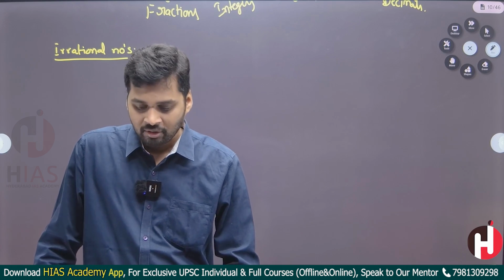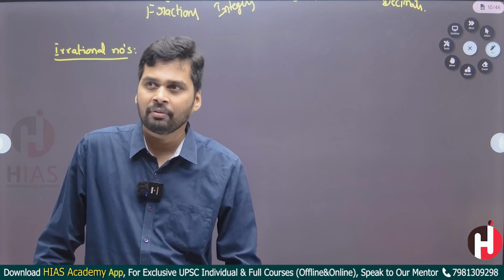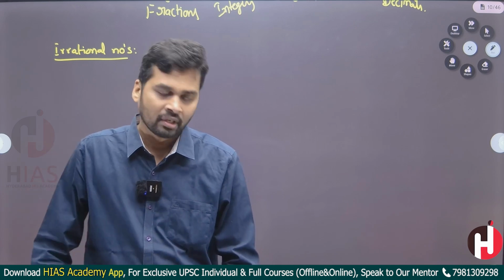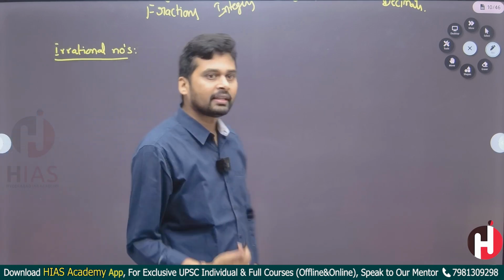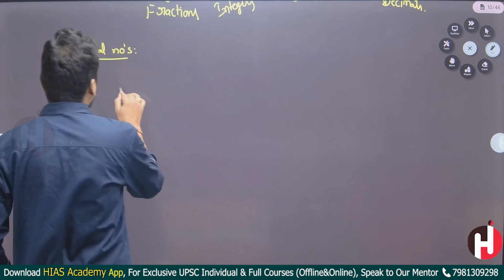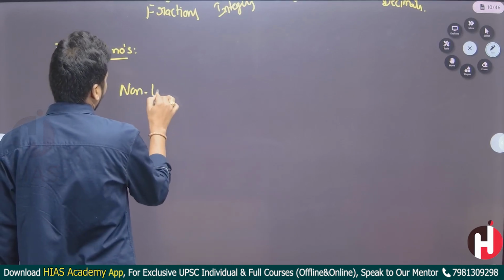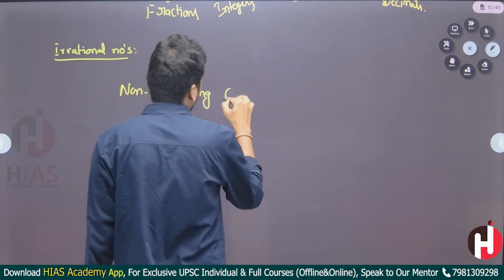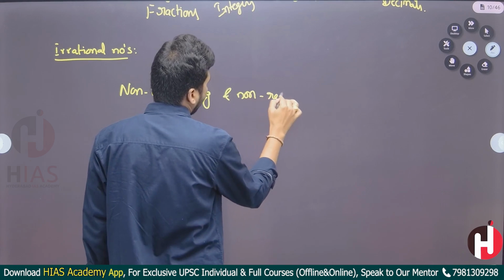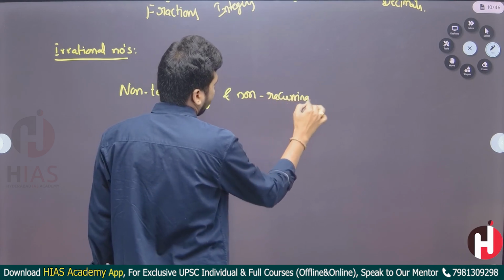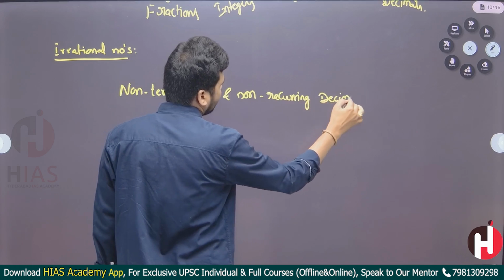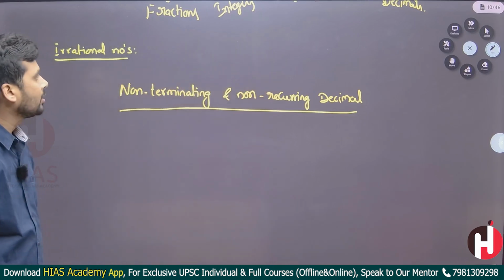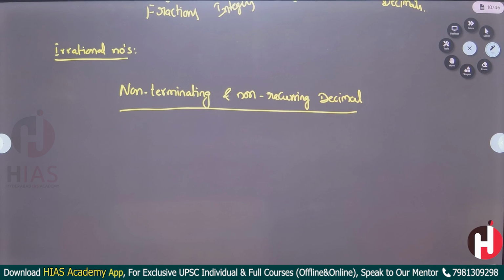Yes, good. Non-repeating and non-terminating. Generally, as per this definition alone, we cannot say what an irrational number is. But there is one more definition for the irrational number: a non-terminating and non-recurring decimal is called an irrational number.